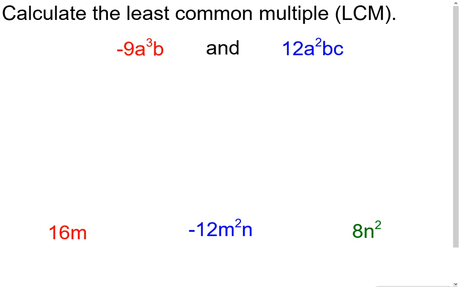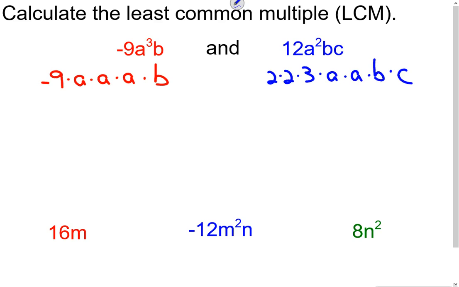Now it's going to be the same process. I'm going to take my first monomial, in this case the negative 9a cubed b, and factor it. Well, that would be negative 9 times a times a times a, and then times b. Do the same thing with the 12a squared bc. Factors of 12: 2 times 2 times 3, and then a times b, and times c.